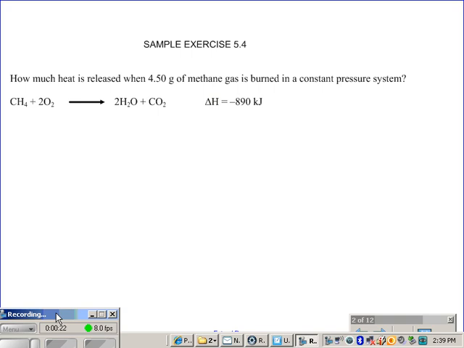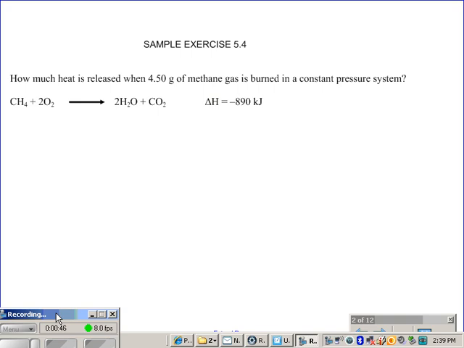That won't always happen, so there are times where you may have to predict the products of the combustion reaction, but I know you're all experts. You'll be just fine at doing that. And they also give us a delta H value. They tell us for every 1 mole of methane that reacts with 2 moles of oxygen, yields 2 moles of water and 1 mole of carbon dioxide, that process releases a total of 890 kilojoules of energy.